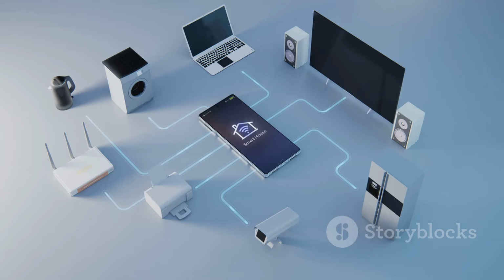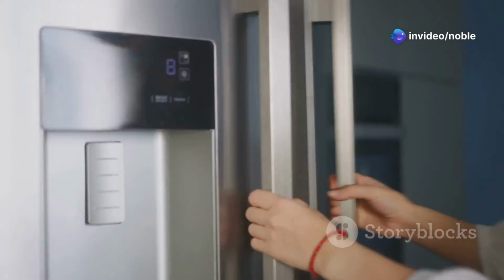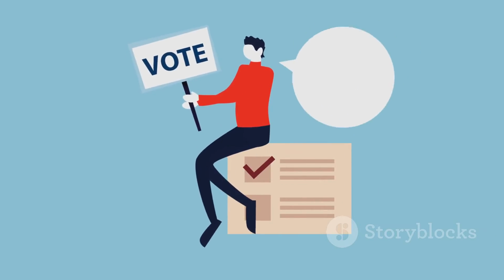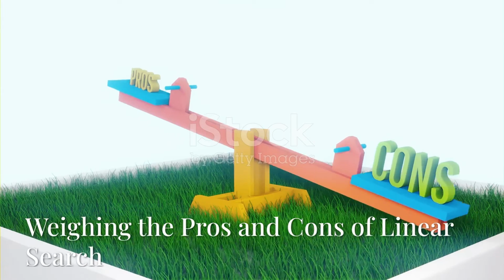Internet of Things, IoT. Imagine a smart home system searching for available devices. Think of a smart refrigerator that uses linear search to find a specific item in its inventory list. It checks each item one by one until it finds the one you're looking for.